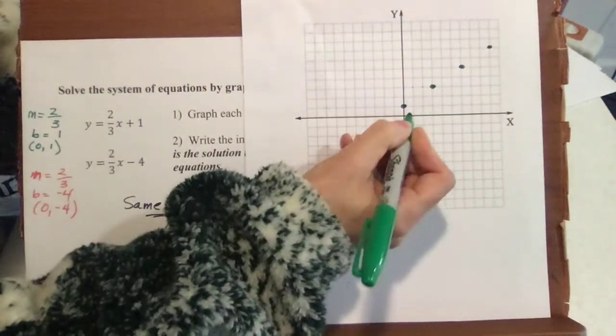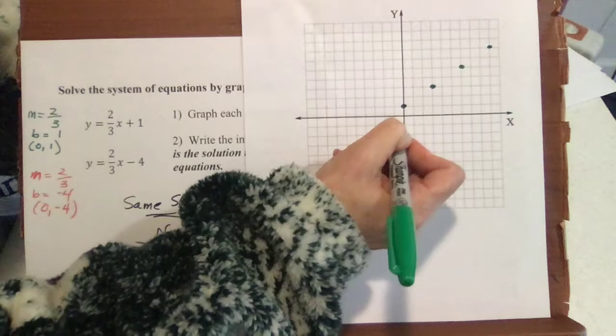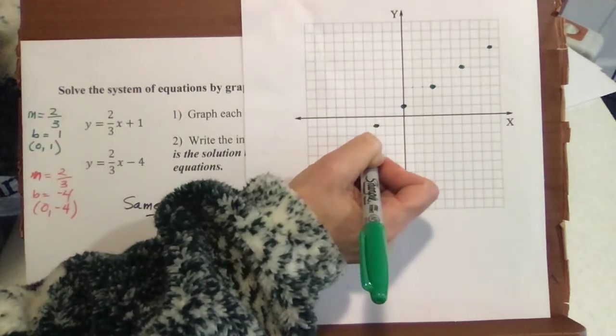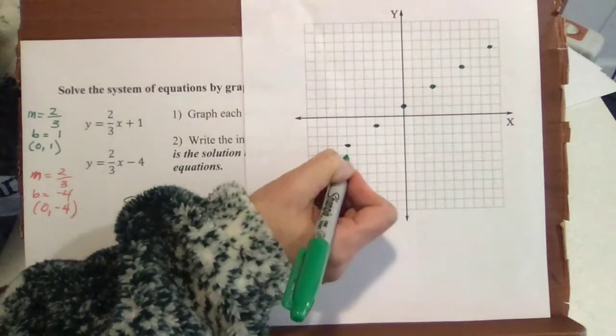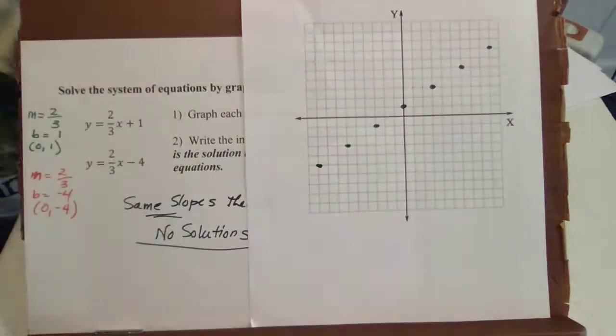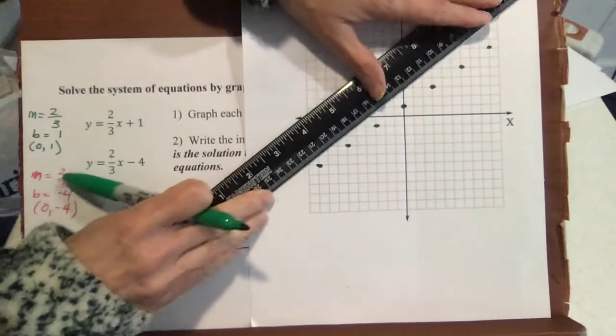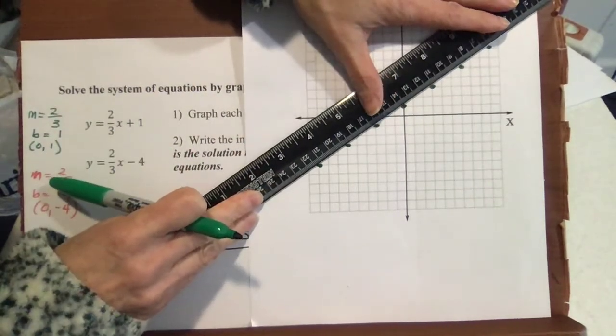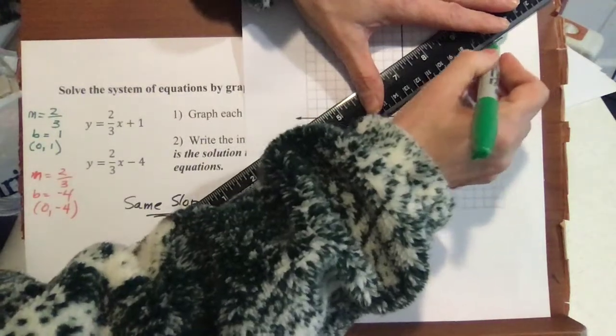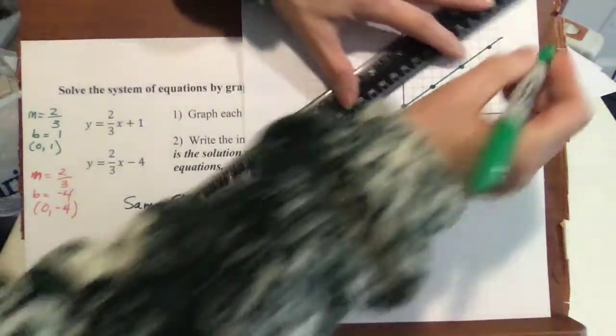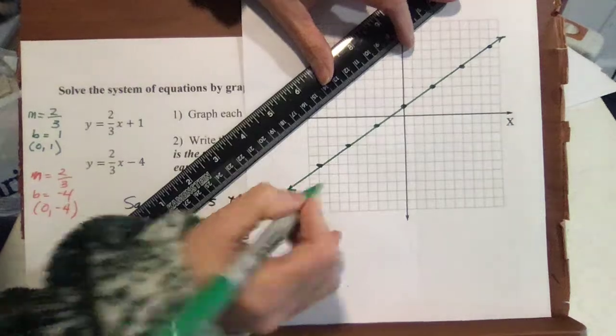And I'm going to reverse it. If I went up and right, I'm going to go down 2 and left 3, down 2 and left 3, down 2 and left 3. That just gives me a pretty accurate line. And draw your line all the way through your coordinate plane, and make sure you line up those points well, okay?